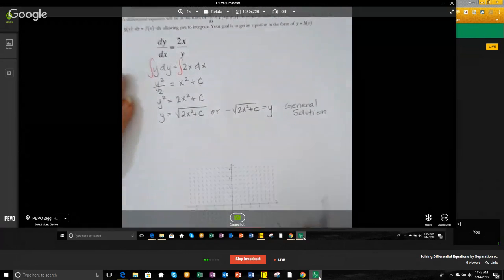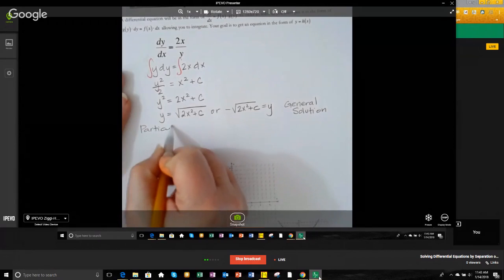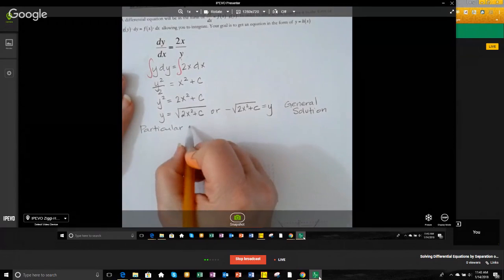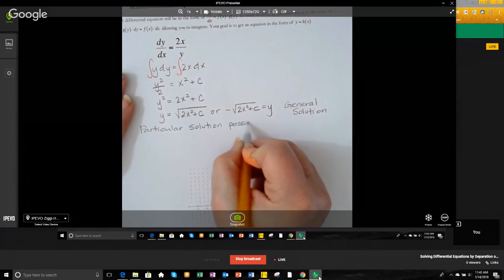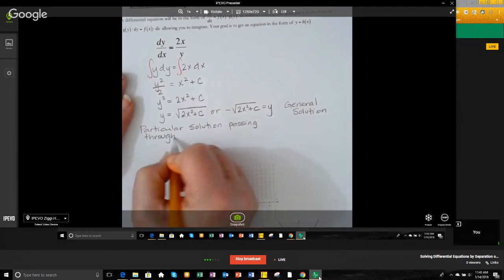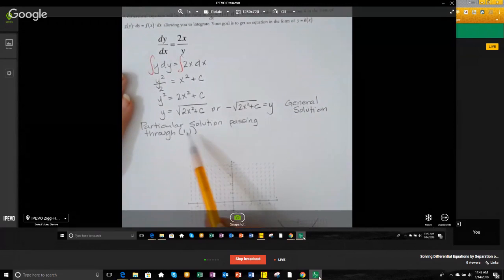Now, let's say I wanted to find the particular solution. The particular solution is going to pass through a certain point. That's like an initial value someone is going to give you. So let's try a particular solution passing through 1, 1, because that's a nice point. If I'm going to pass through the point 1, 1, my y is positive, so I'm not going to use the negative general solution. I'm going to use the one that is positive.